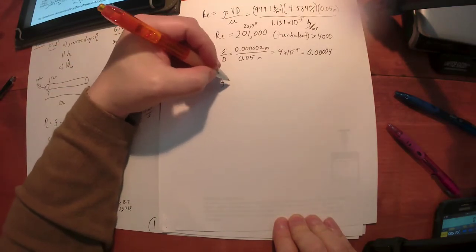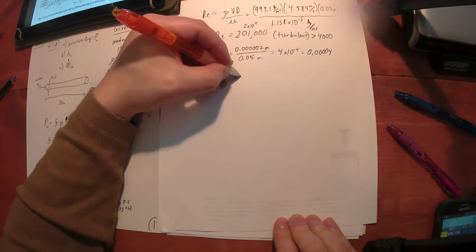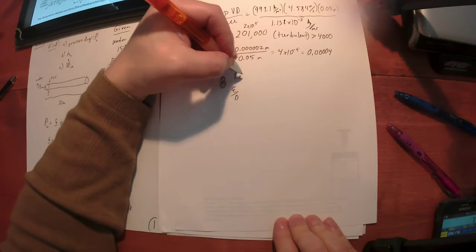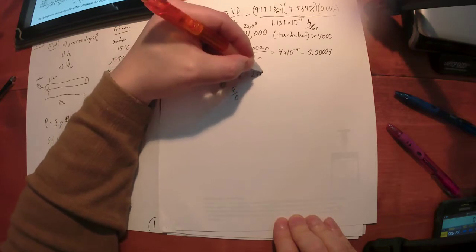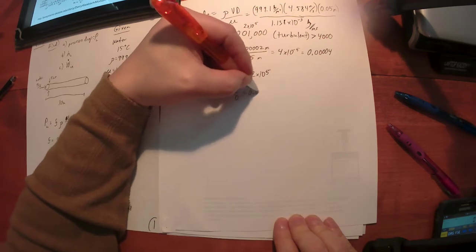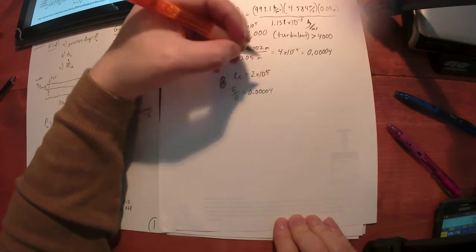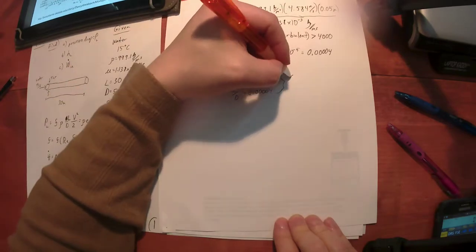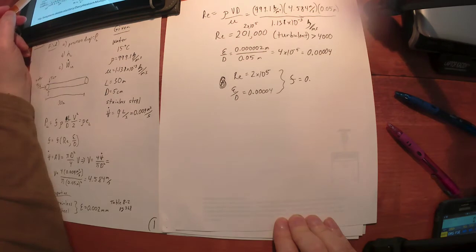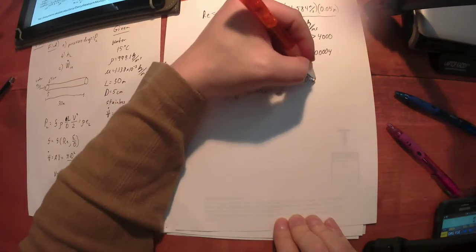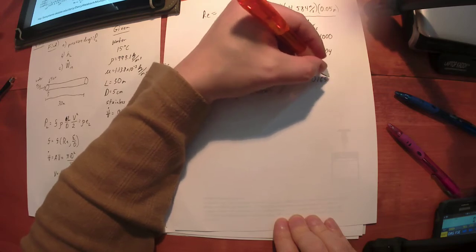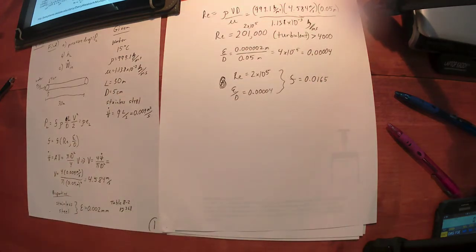So the Darcy friction factor, well, let's just do it this way. Let's say Reynolds number and epsilon over D, right? 2 times 10 to the 5 and 0.0004. I'm showing a lot of detail here. These two together will give you a friction factor of, we said, about 0.016, and I'm going to say 5. It's between 1.6 and 1.7.